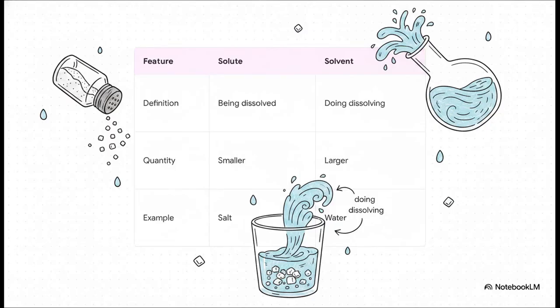Let's break down the 2 main players in any solution, and we'll use salt water as our example. First, you have the solute. This is the substance that's being dissolved, like the salt. Notice how it's usually present in a much smaller quantity. Then you have the solvent. This is the substance doing the actual dissolving, like the water. The solvent is almost always present in a much larger quantity. In fact, water is so incredibly good at this job, scientists literally call it the universal solvent.